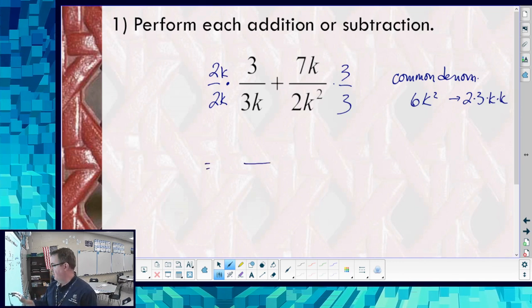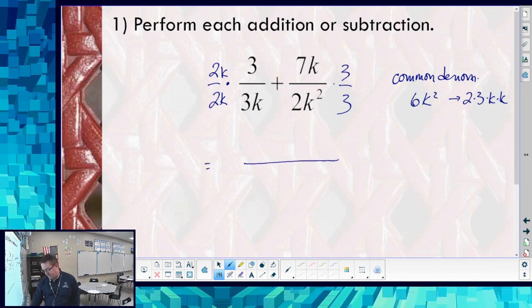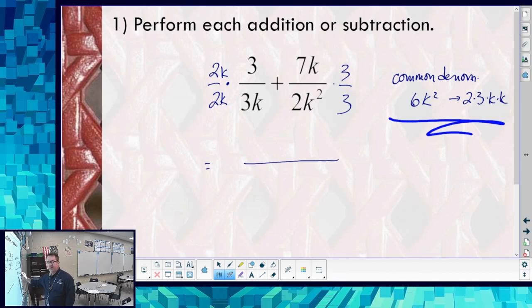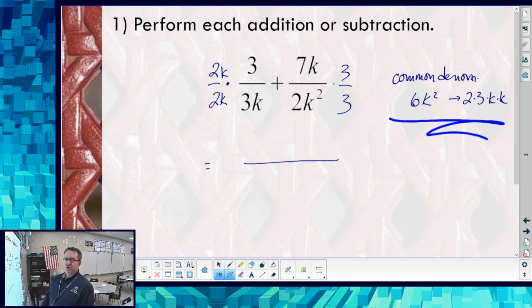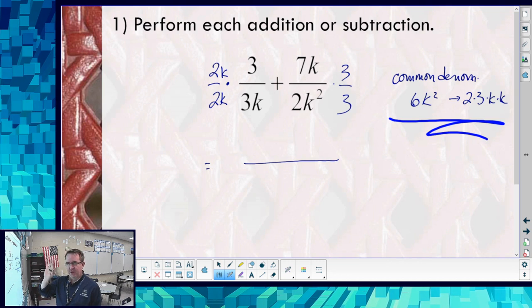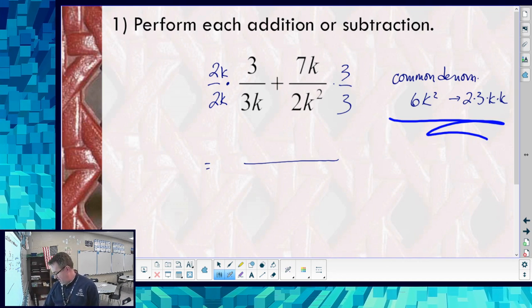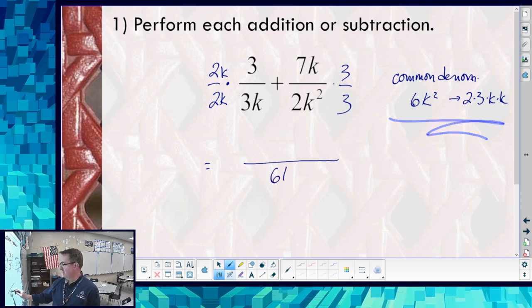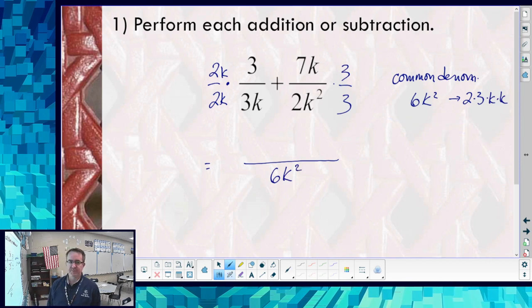Now, eventually, I don't think that you'll end up needing to write this part over here. I would do it separately initially, just so you can kind of more consciously put it in your head. And then after that, eventually you can just kind of put the common denominator down here.